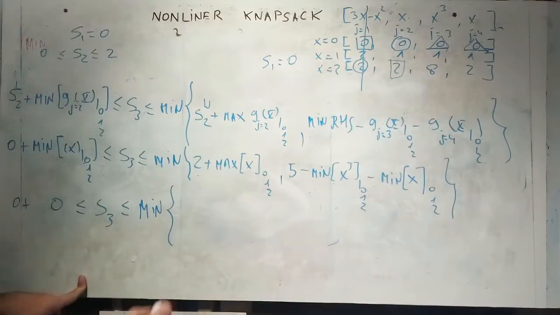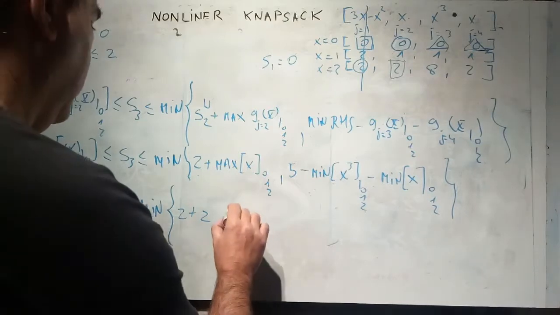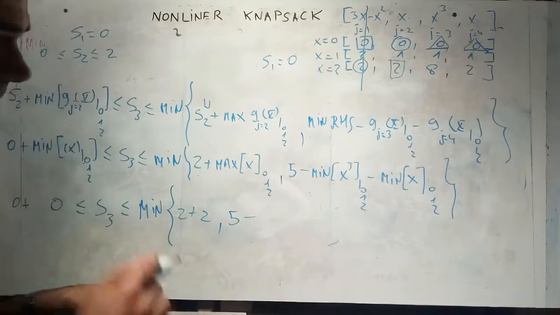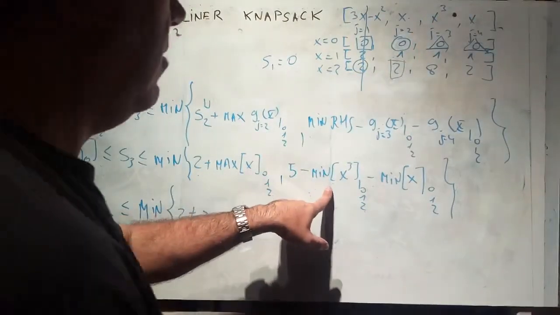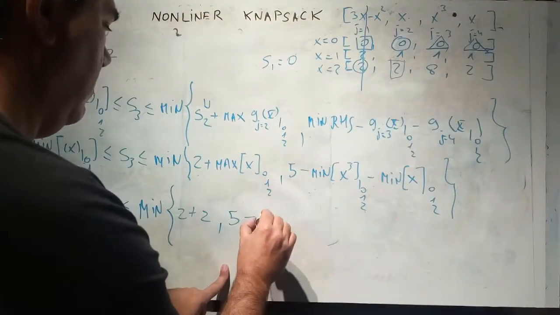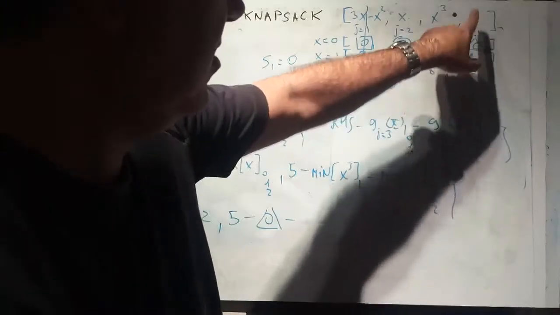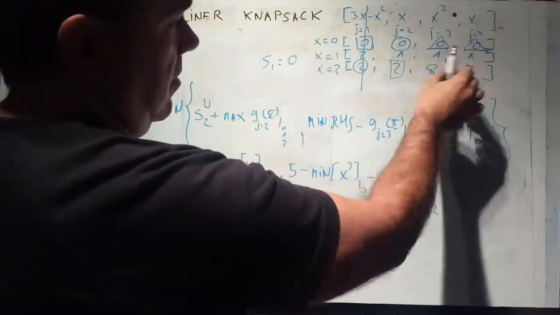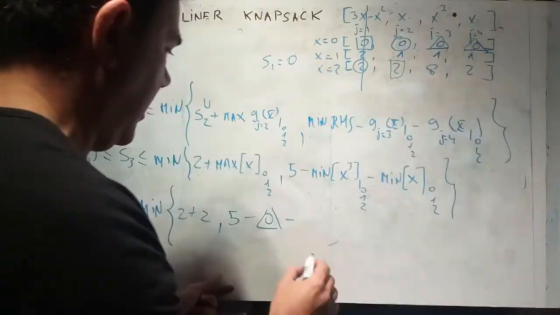Its maximum is 2, so 2 plus 2, comma, 5 minus... now looking at the third column, the third stage, the minimum between 0, 1 and 2 is 0 again, and the minimum in the fourth stage for the values of x being 0, 1, 2 is 0 again.